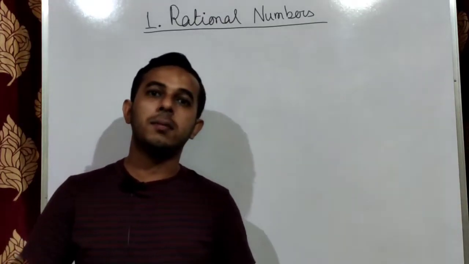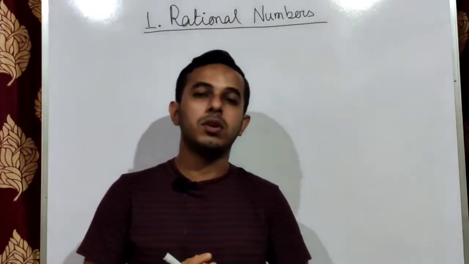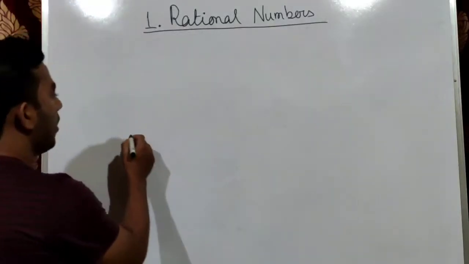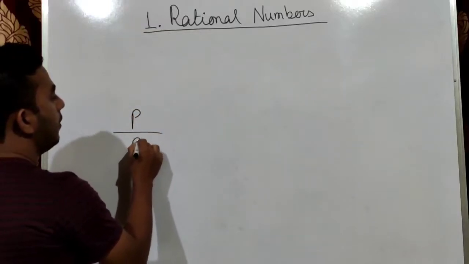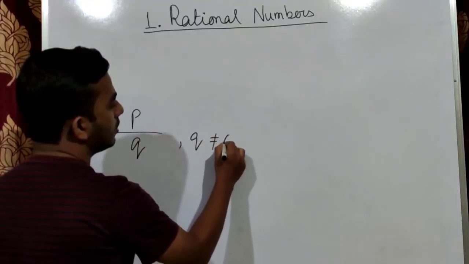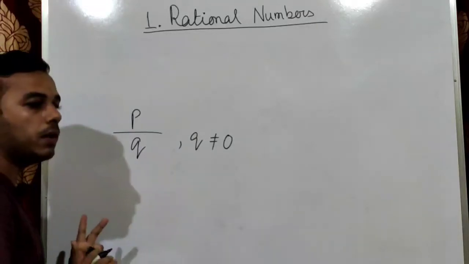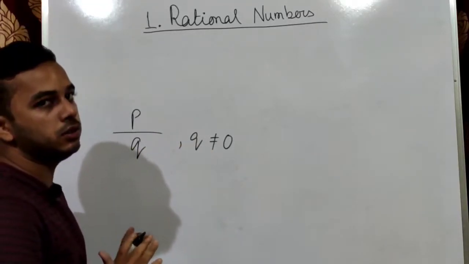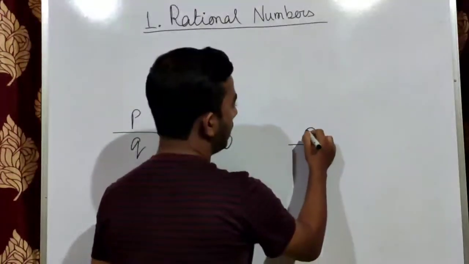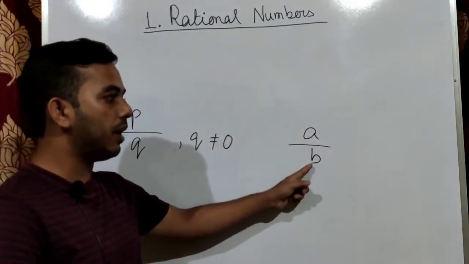A rational number is a number which can be expressed in the form of p by q, where q not equals 0. Okay, this is a rational number, right, where q not equals 0. That means the value of p and q may be anything, but q will never be 0. Okay, now another thing, fraction. This is a fraction, right? A by B. Suppose consider this numerator is A and denominator is B.